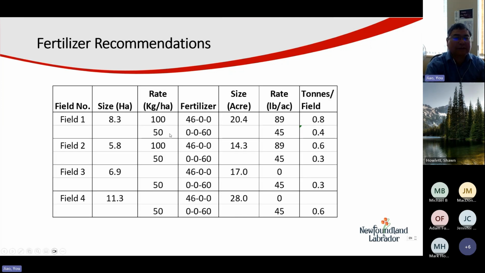Fertilizer recommendations give you the field number, the field size, the rate, what kind of fertilizer and the ratio, and for each field, put together, how many tons of fertilizer you could require.